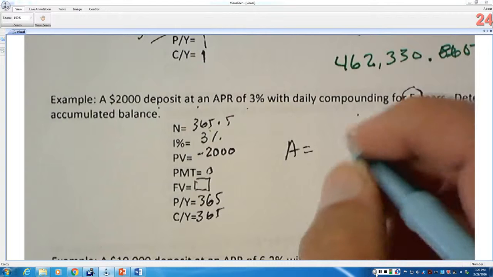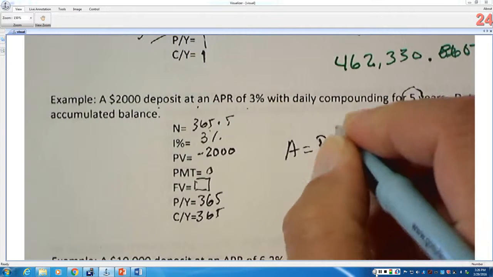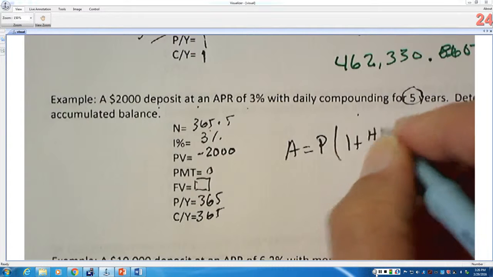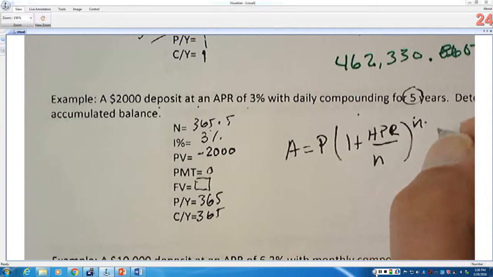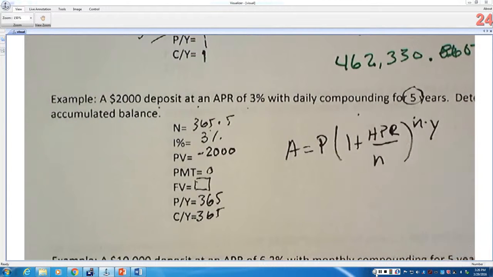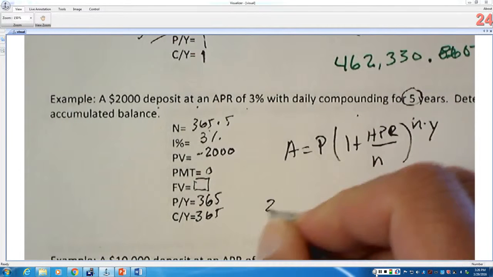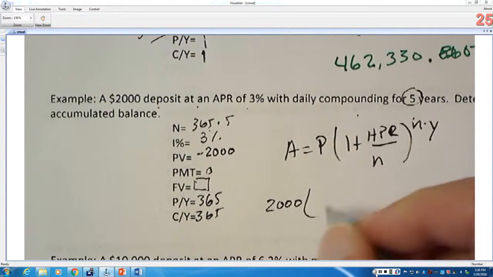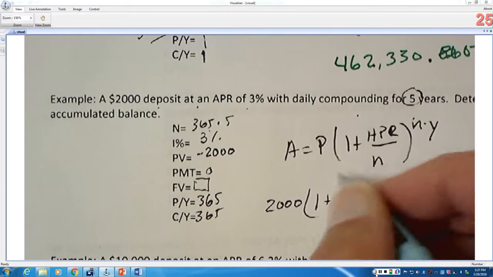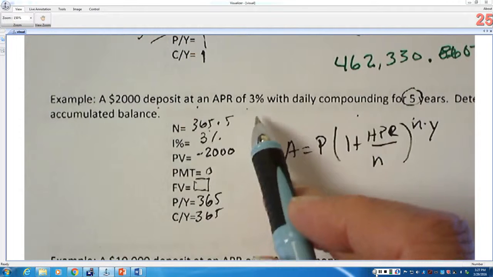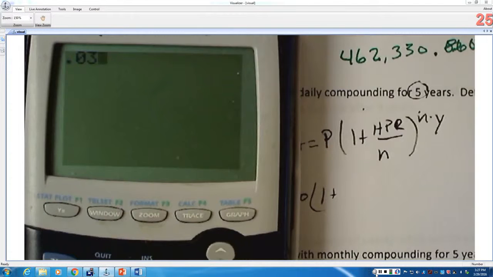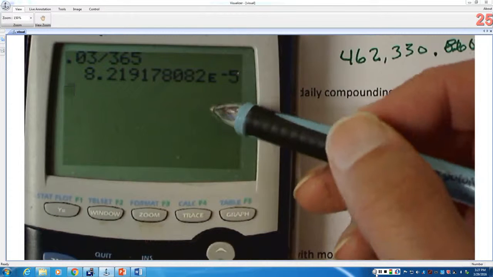Now, before I go ahead and show you that, I would like to do it on the formula itself. Your accumulated amount, and this is the formula that you will use, is equal to your principal times 1 plus your APR divided by the number of compounding times, to the N, which is the number of compounding times, times the number of years. Okay? So if you plug them in, your principal was $2,000, okay? So it's 1 plus your APR, but now your APR is divided by 365. Okay, so let's look and see. If you take 0.03 and divide it by 365, you're going to get a very small number. Okay?